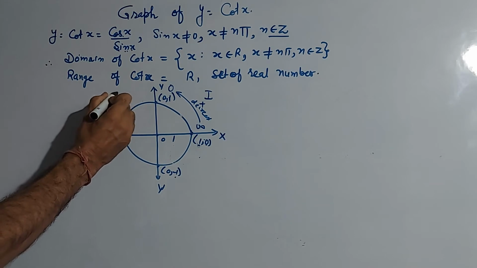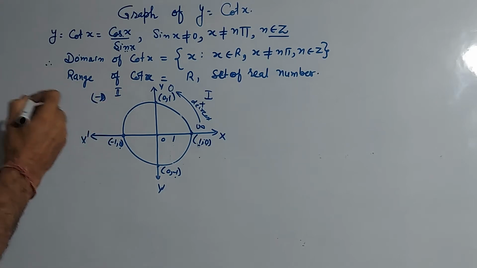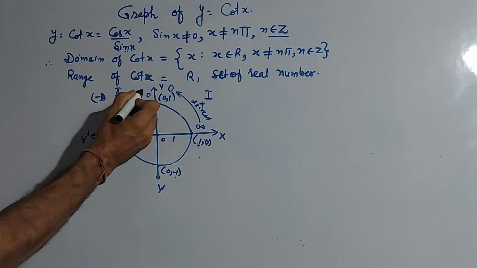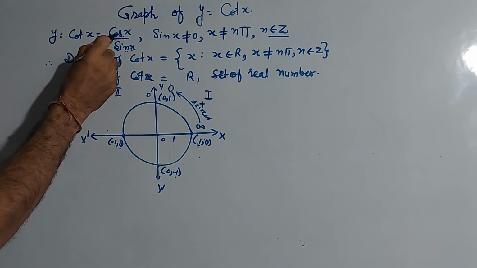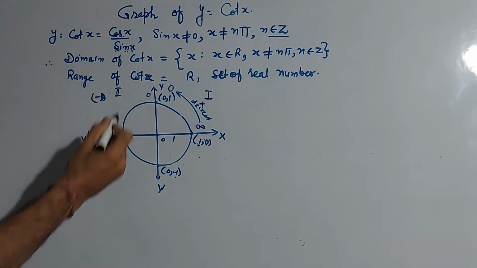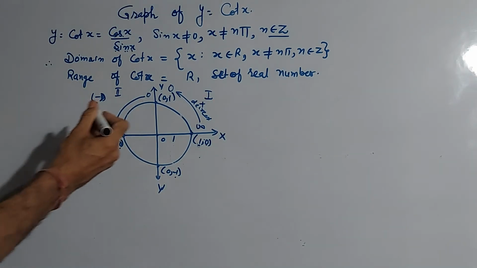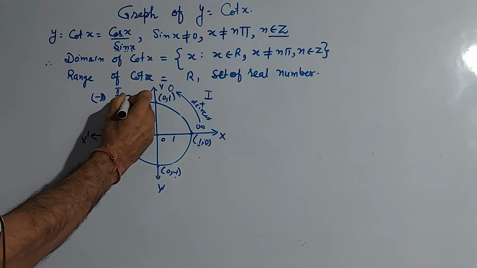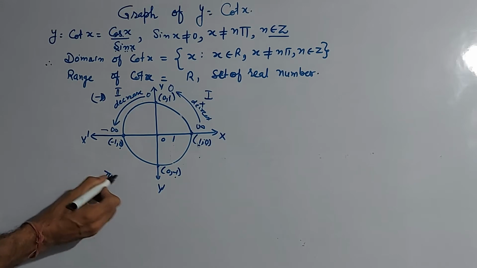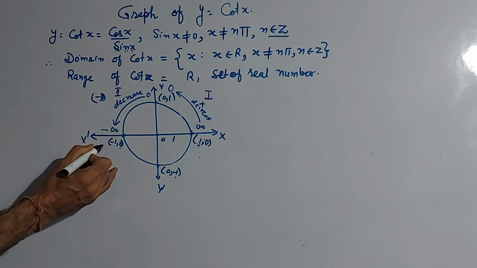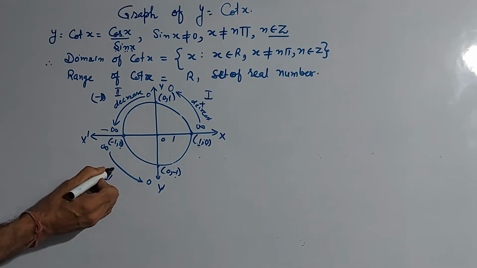Now in the second quadrant cot x is negative. The value is negative here, from 0 to undefined at pi, cos pi upon sin pi. It will be negative like tan x, decreasing from 0 to minus infinity. Now in the third quadrant cot is positive, so here positive means plus infinity and here 0, so the value again decreases.